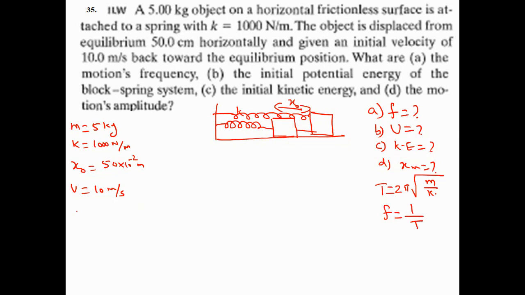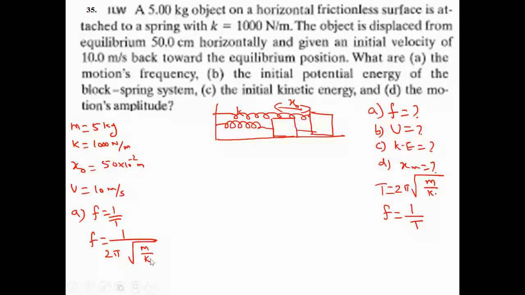So I can just write the first question answer. My frequency is equal to 1 over T. My T is already known. We know the formula, 1 over 2 pi square root of mass over k. Mass is given in the question. What is your mass? 5 kilogram. What is your spring constant? It's 1000. When you just substitute, you will get the answer for the first question. Am I right? Yes, teacher, you are right.